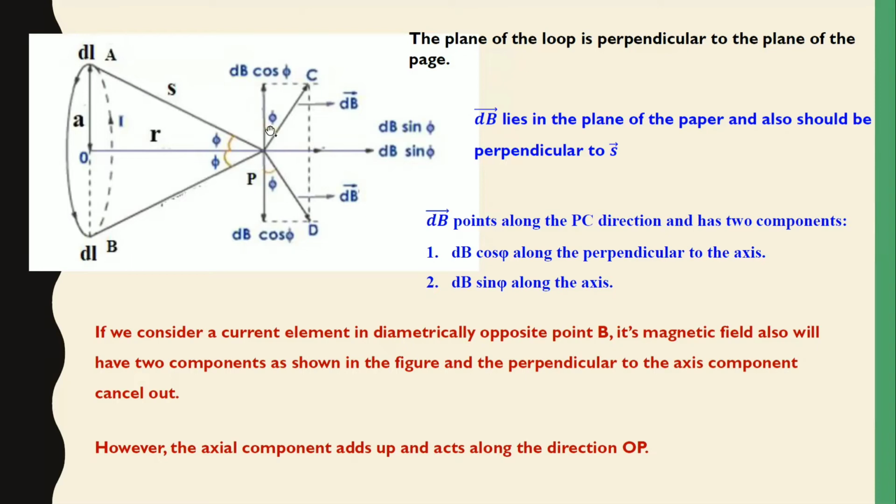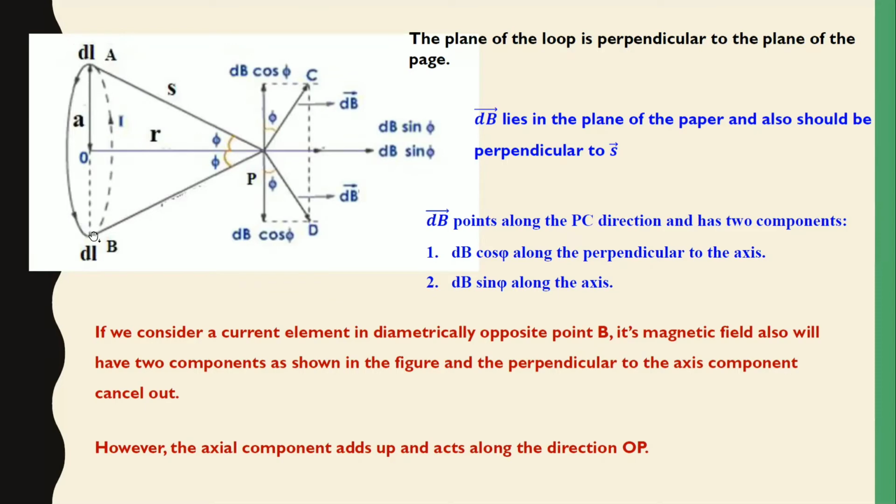So from this consideration, we can say that angle APO and angle CPO, these two angles are phi. So dB will have two components, dB cosine phi along the perpendicular to the axis and dB sine phi along the axis. So this is due to this current element near the point A.